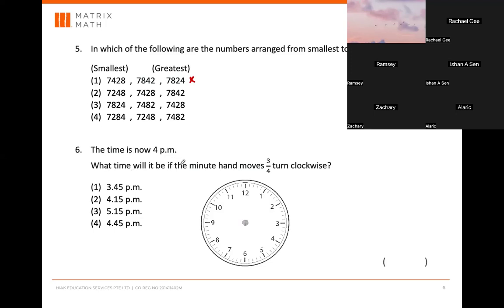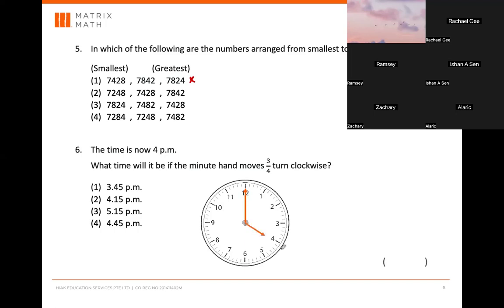So question 6, the time is now 4 p.m. What time would it be if the minute hand moves 3/4 turns clockwise? Okay, so yeah, here you go. So 3/4 turn clockwise. First things first, you know what's your clockwise direction? Okay, so clockwise direction is starting from 12, moving down here.